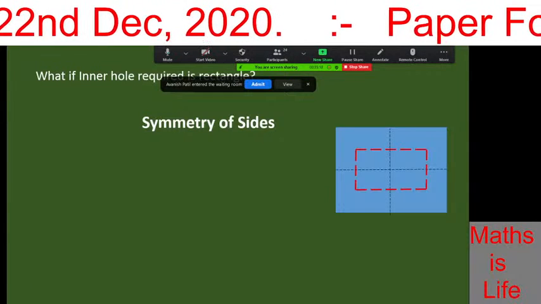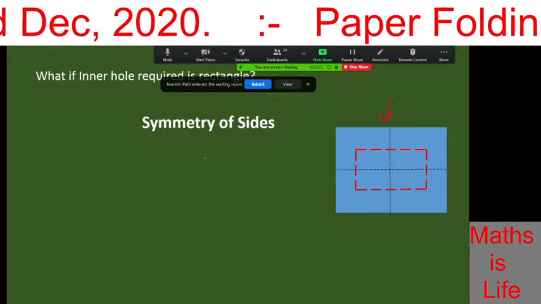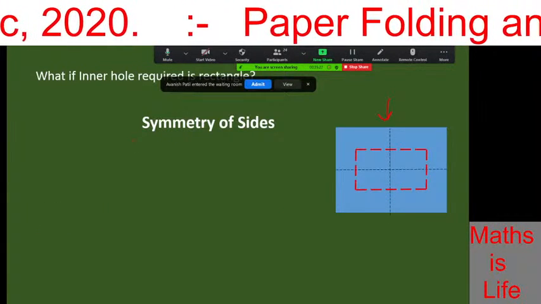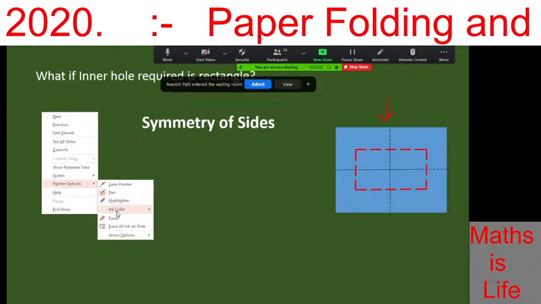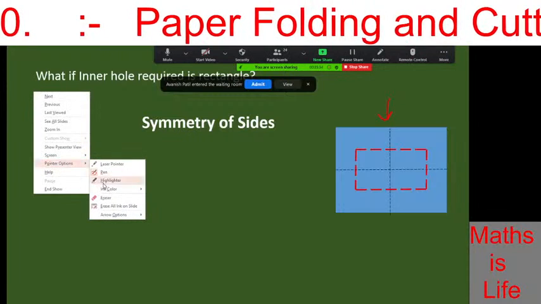Okay, now you can fold like this. Okay, I am drawing here. I always forget to change the color of the pen. It should be white, so it should be visible perfectly.